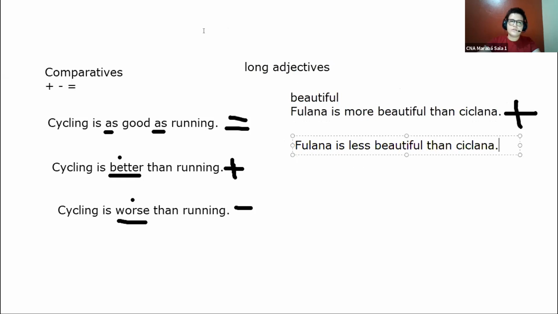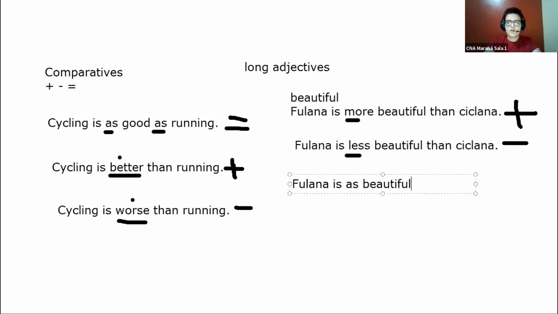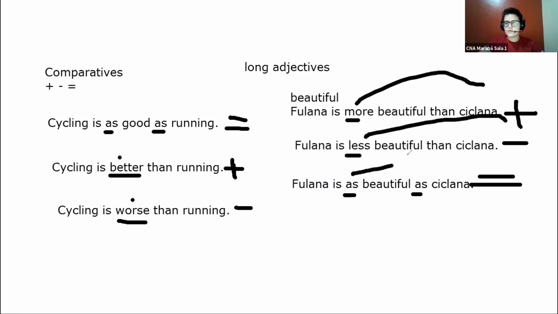This one means that there is a comparative of inferiority. So more is for superiority, less is for inferiority. And when I want to say that two things are similar, I can say that Fulana is as beautiful as Ciclana. This means that the comparison here treats them as equal. So when I use "as," they are equal, okay? So more, less, and as. This is what they mean.